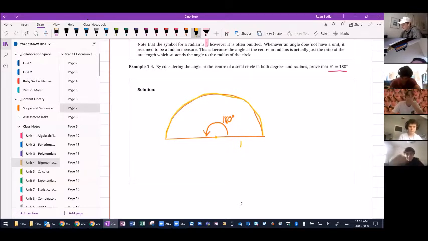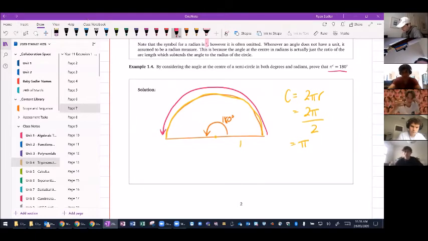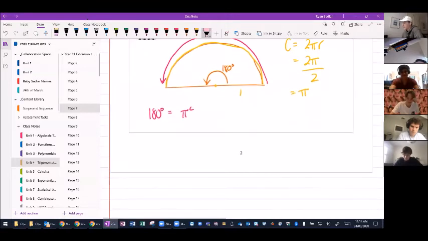We know the circumference equals 2 pi r. So in this case, the circumference would be 2 pi. But this is a semicircle, so we divide by 2. So it's just pi. This length will be pi units. And so by the radian measure, an angle of 180 degrees is equal to pi radians. This is going to form the basis for essentially every other angle that we ever measure.